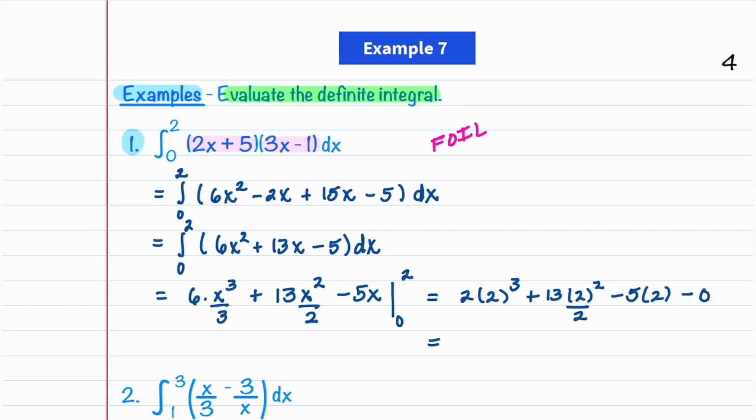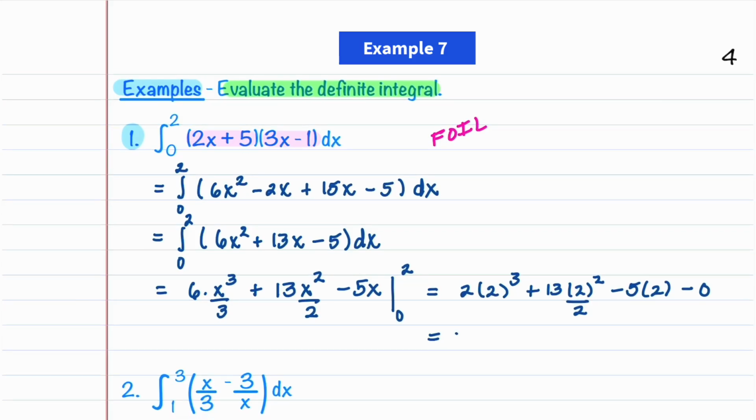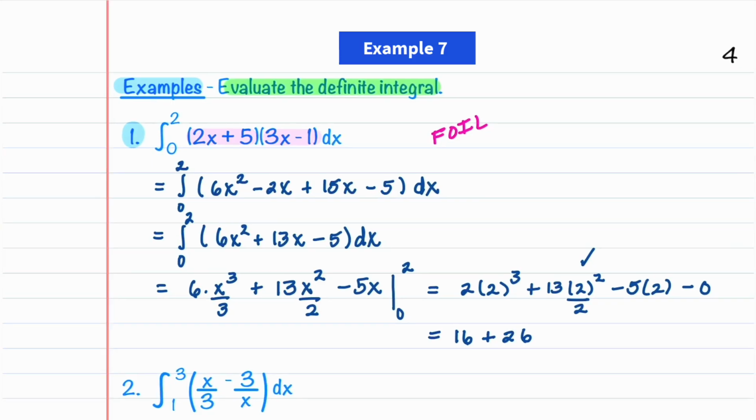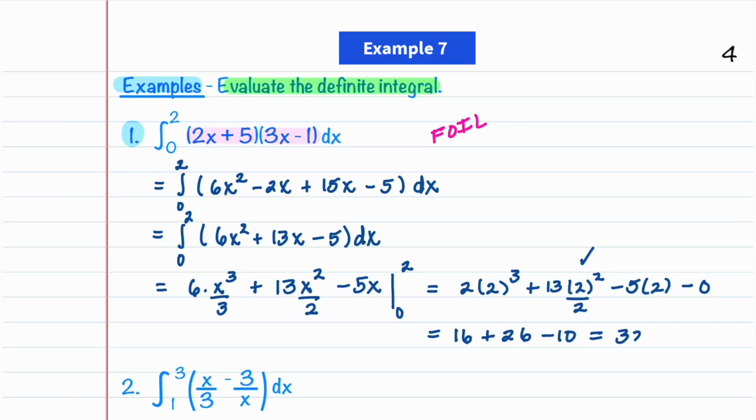Now let's see what this gives us. 2 cubed is 8, so 2 times 8 is 16. And then in our next term right here, 4 divided by 2, so that's just 2. So 13 times 2 is 26. And then we subtract 10. So this is just 16 plus 16, which gives us a value of 32.